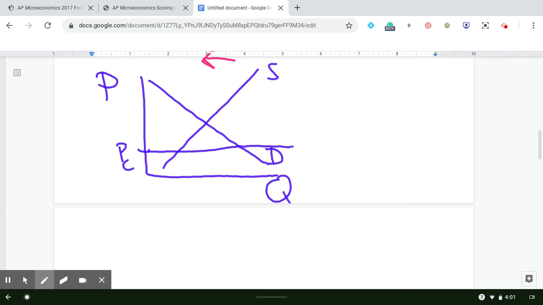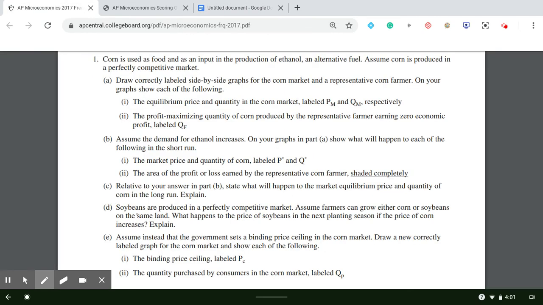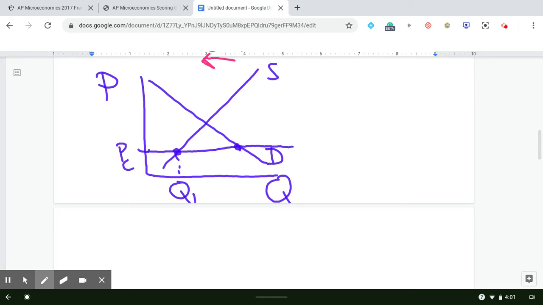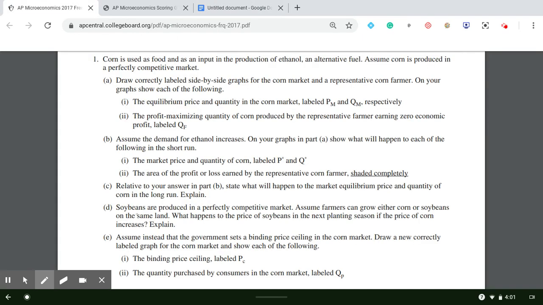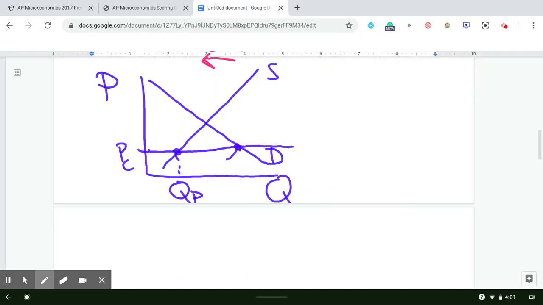Well, sure, people are going to demand more right here, but all that's going to be supplied is right here. So this is actually going to be our Q sub P, okay, is right there. And of course, there'll be a shortage in this case, all right? And this right here represents our shortage, okay?